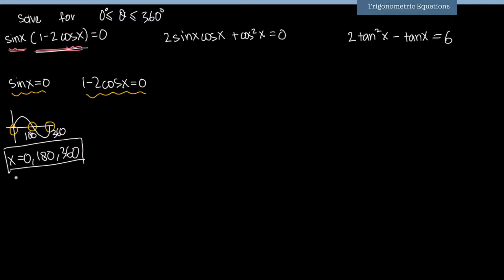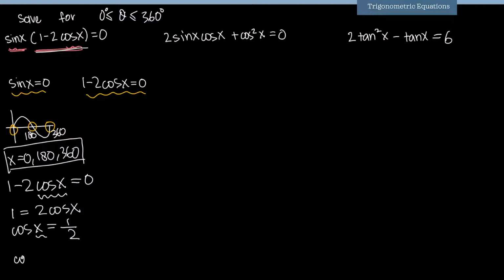Now the second equation, 1 minus 2 cosine x is equal to 0. To separate out cosine x, I'll add 2 cosine x on both sides, so 1 is equal to 2 cosine x, and if I divide both sides by 2, cosine x is equal to 1 upon 2. Now for an equation of this type, I'll use the quadrant rule. My first step is to replace x by my reference angle, alpha, so cosine of alpha is equal to 1 upon 2.